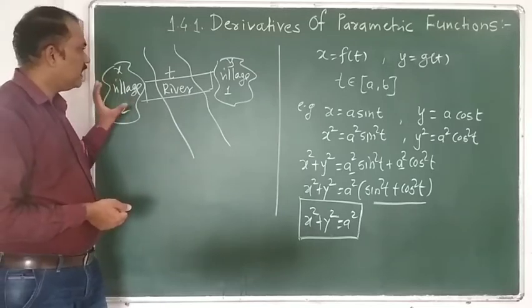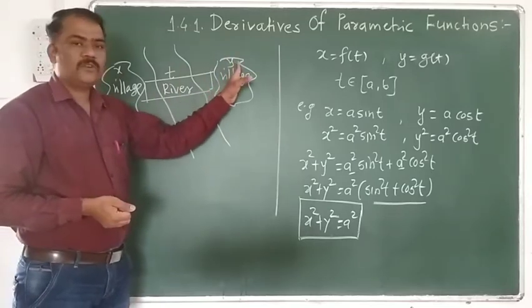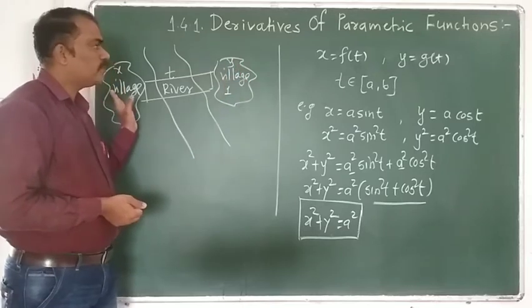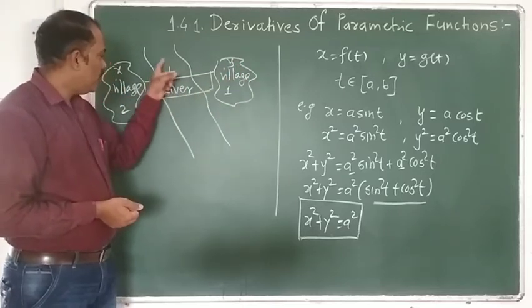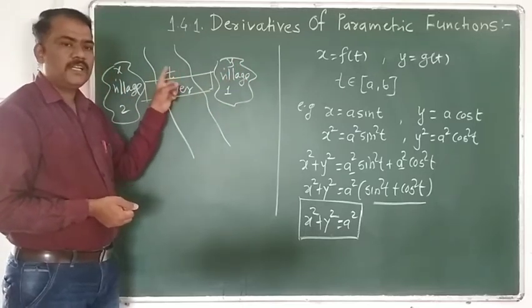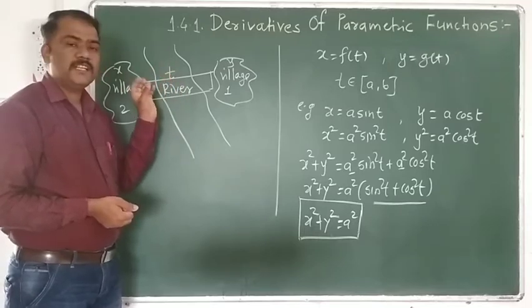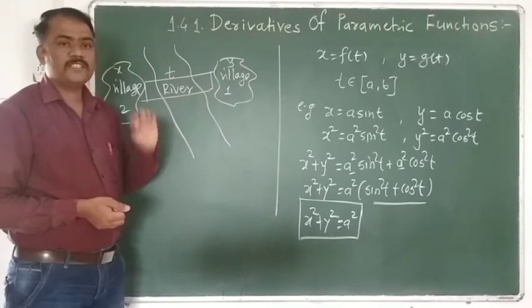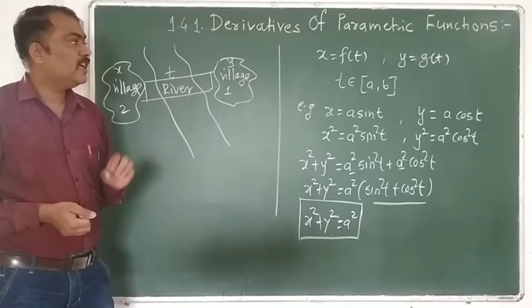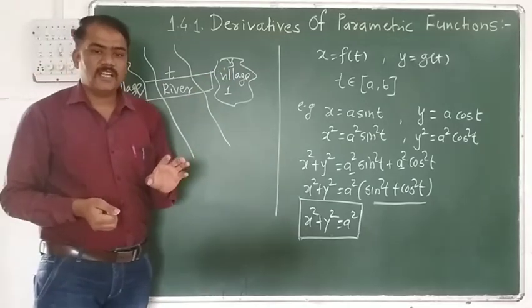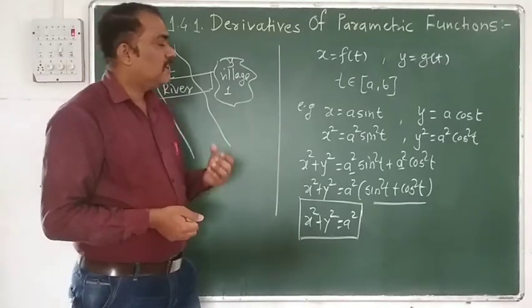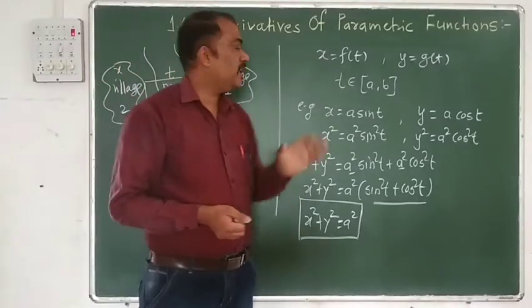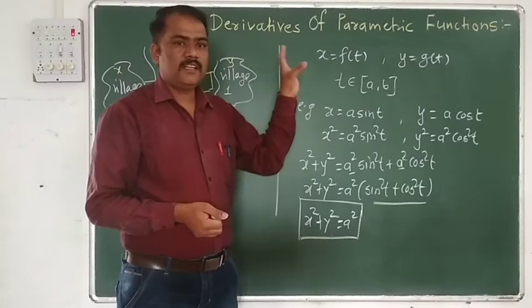Two functions are there: x is equal to f of t, y is equal to g of t. We want to connect these two functions or these two equations. We have to take the help of a third variable t. Then that t is called a parameter. And these two equations, x is equal to f of t and y is equal to g of t, are called the parametric functions. After that, we have to discuss the theorem related to the derivatives of the parametric functions.